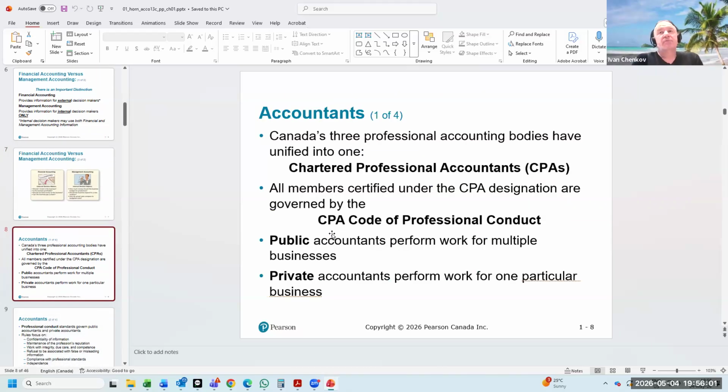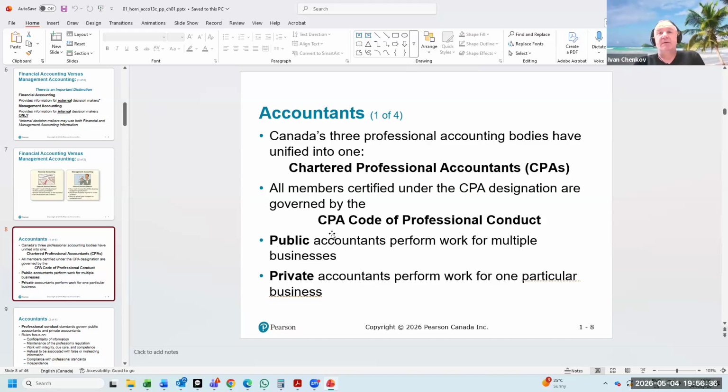Accountants. Who is the accountant? Accountant is a broad term for people who perform the same duty within the profession. Those people are governed by a professional body, which in Canada is called Chartered Professional Accountants. How can you find out whether a person is a member of this professional body? By the letters after the person's name. That's why we have those CPAs.